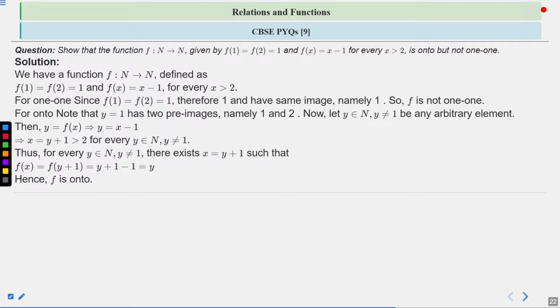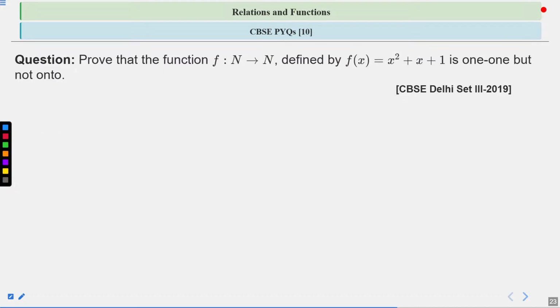Okay, let us move to the next question. This question says, prove that the function f from N to N defined by f(x) = x² + x + 1 is one-one but not onto. We have to prove that the given function f(x) = x² + x + 1 is one-one but it is not onto.